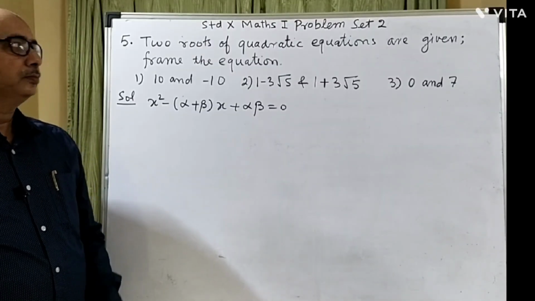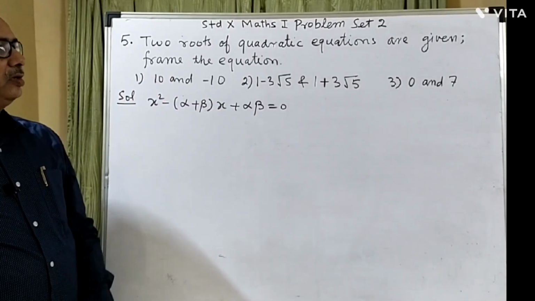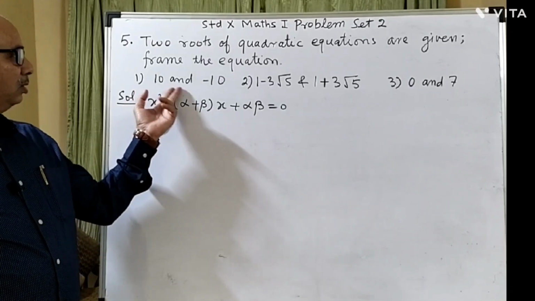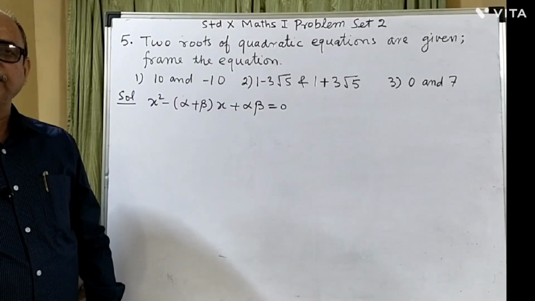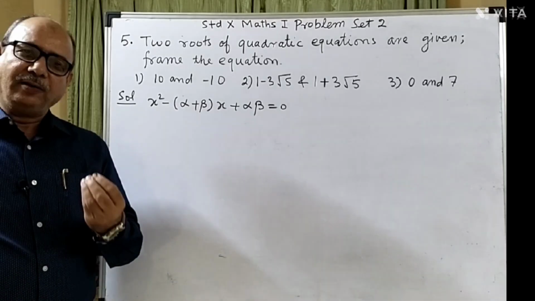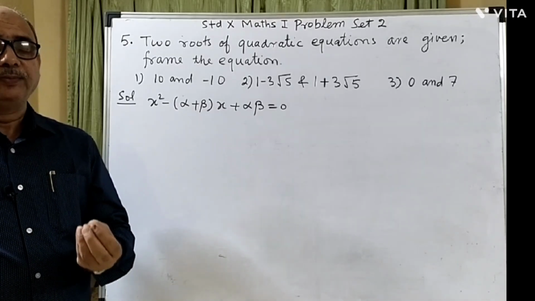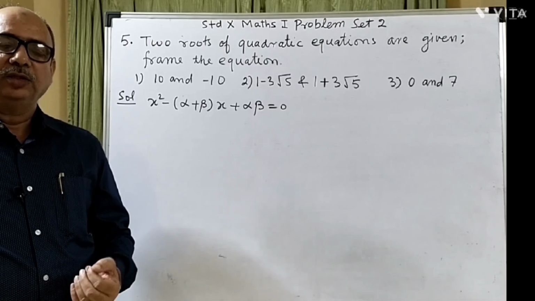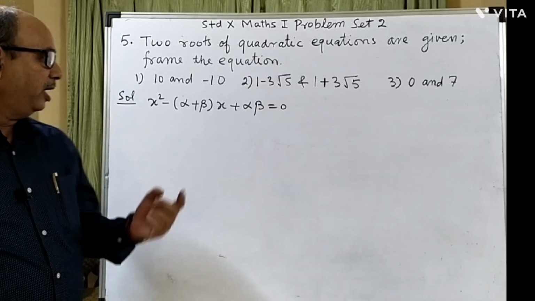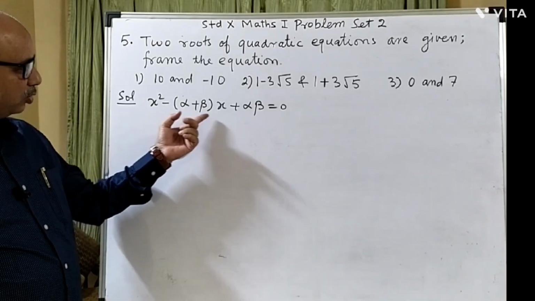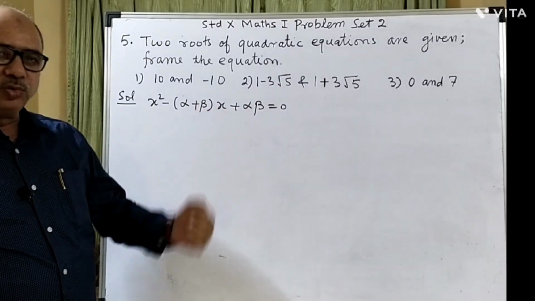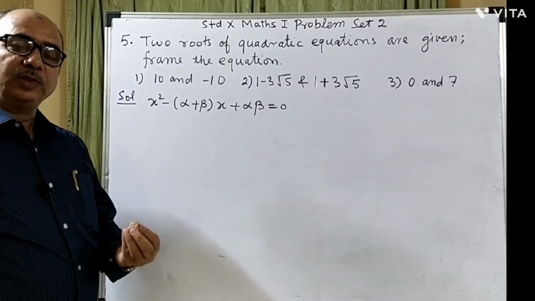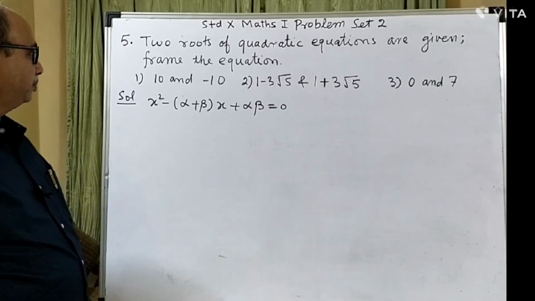Question number 5. Two roots of quadratic equations are given. Frame the equations. If alpha and beta are the given roots, then the quadratic equation is x square minus sum of the roots times x plus product of the roots is equal to 0. Let's find out the value of the sum and the product of the roots.